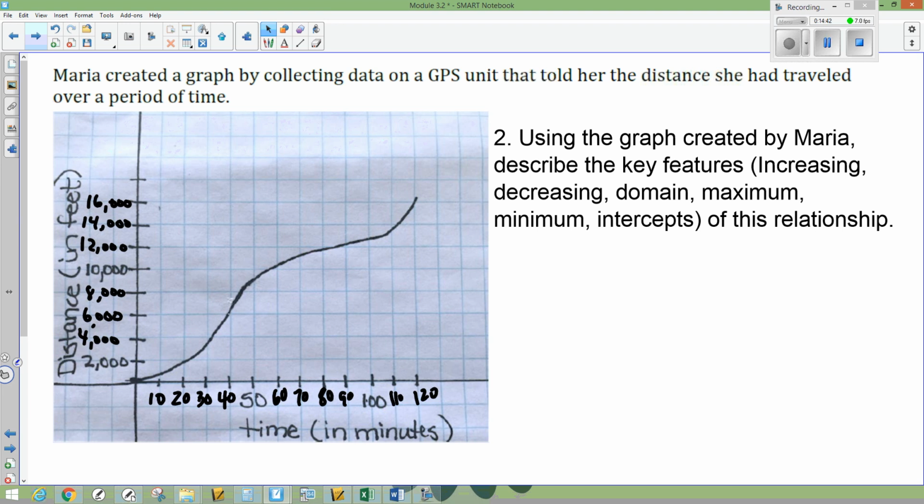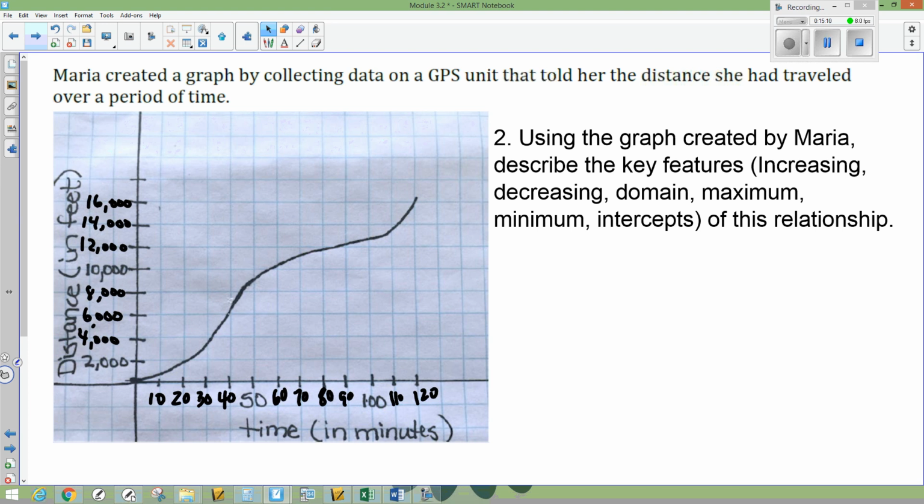Okay, so Maria created a graph by collecting some data from GPS data about how far they had traveled. So now we're no longer looking at the depth of the river, we're looking at the distance that they've traveled down the river. Okay, so using this graph that she created, right? So time that they traveled is on bottom, 10 minutes, 20 minutes, 30 minutes, and so on. Distance that they've traveled down the river is here on the y values.